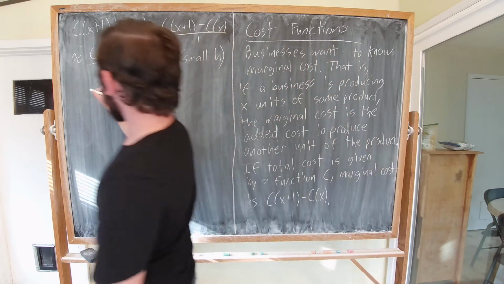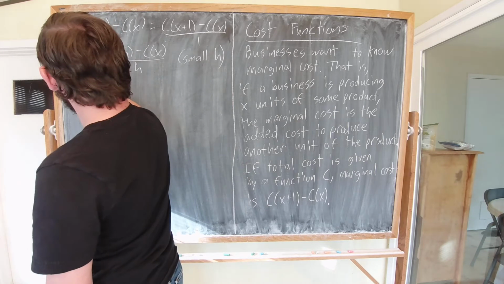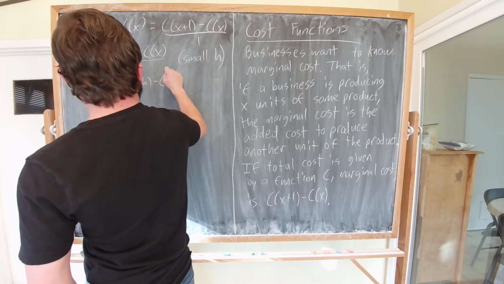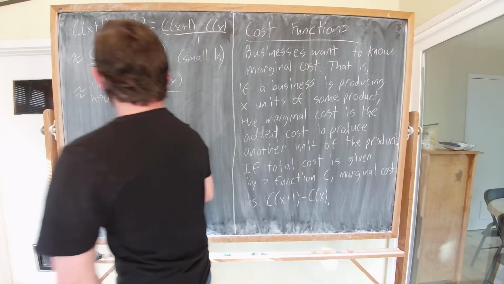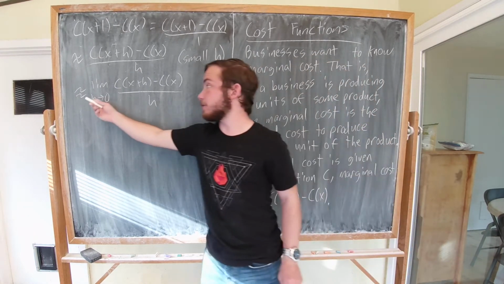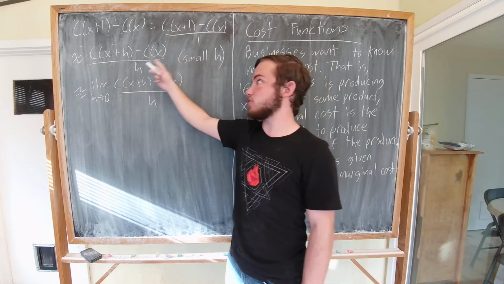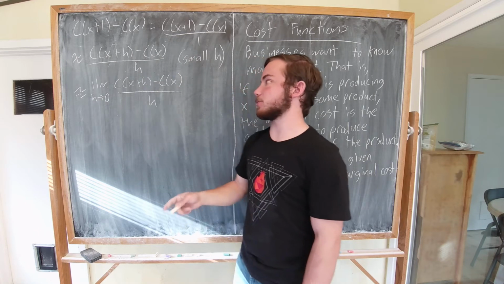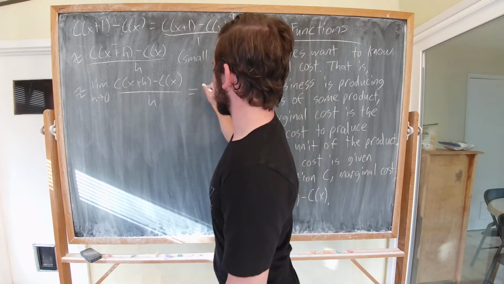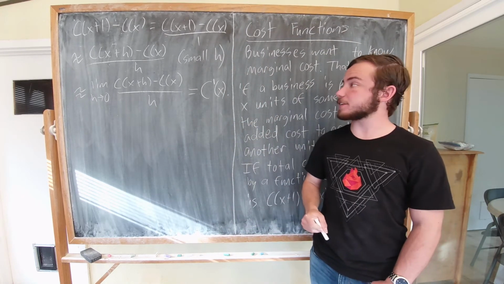Okay, but this quantity, if we're working with small h, is going to be really, really close to the limit as h goes to 0 of C of x plus h minus C of x over h. Right, because that's what a limit is. It's what's happening to the function as a variable gets close to something. So as h is getting close to 0, aka for small h, these two quantities are getting really, really close to each other, namely, this quantity and the overall limit. But this is precisely the definition of C prime of x.